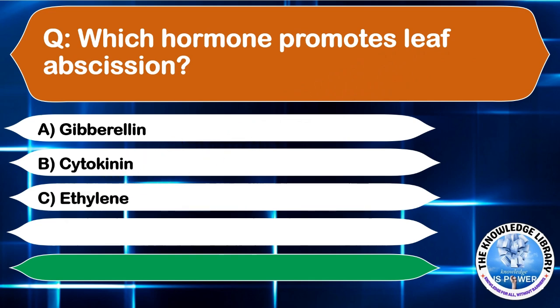Option C, ethylene. Or option D, auxin. The correct answer is option C, ethylene. Moving to the next question.